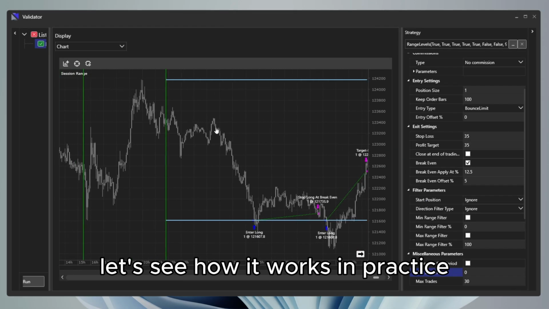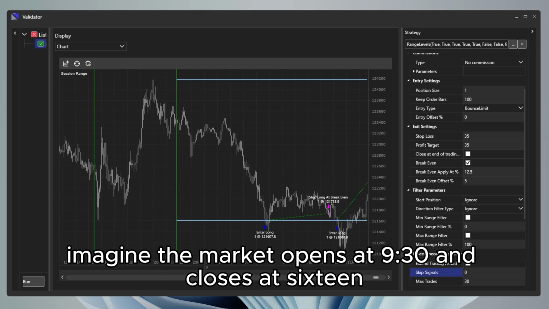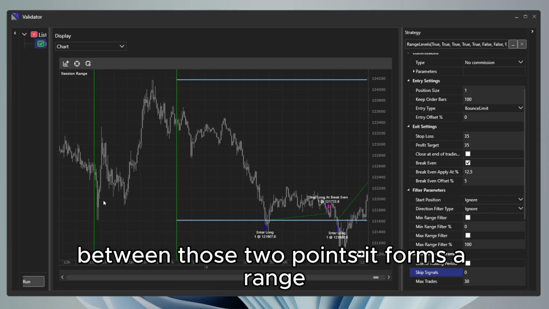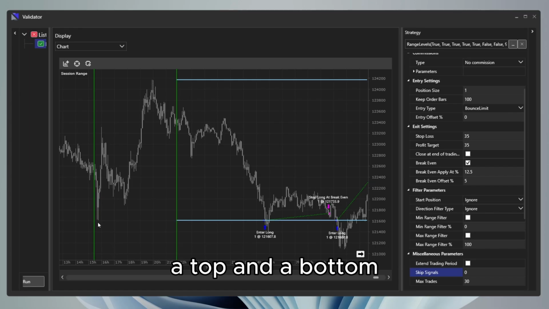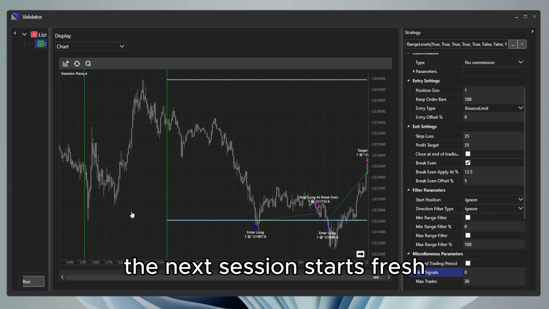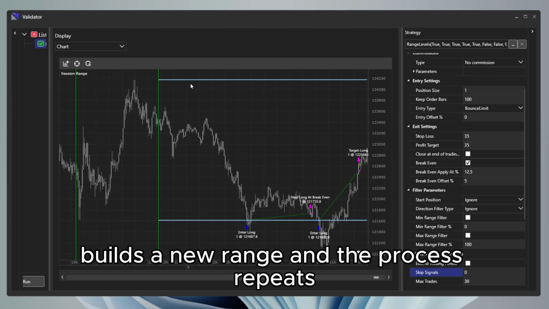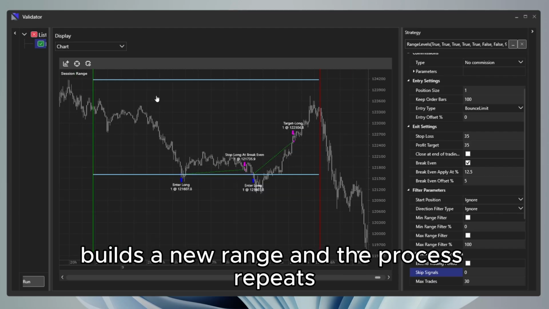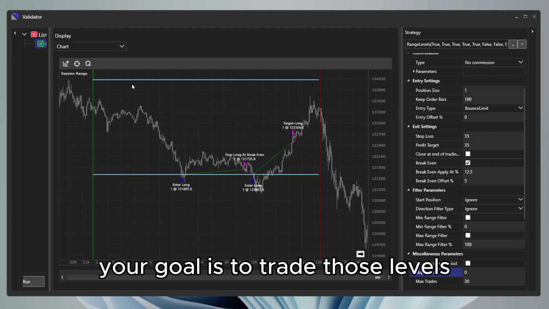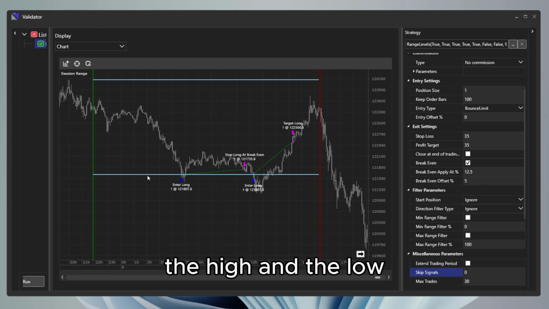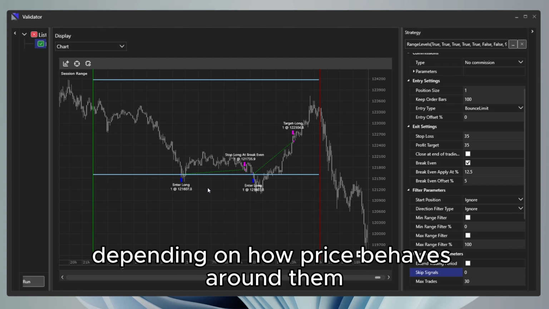Let's see how it works in practice. Imagine the market opens at 9:30 and closes at 16. Between those 2 points, it forms a range, a top and a bottom. The next session starts fresh, builds a new range, and the process repeats. Your goal is to trade those levels, the high and the low, depending on how price behaves around them.